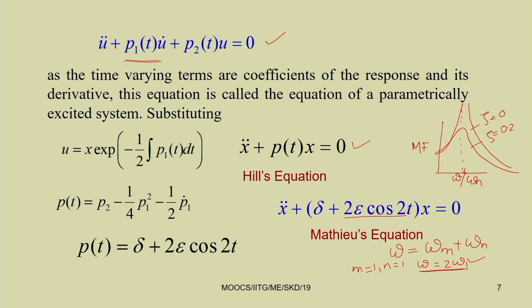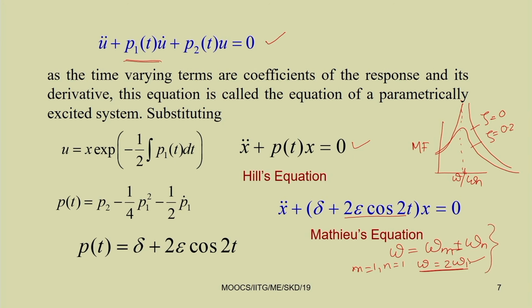When m is not equal to n, we will have combination parametric resonance. For example, m equal to 1, n equal to 2. In that case we will have combination parametric resonance of the first and second mode of sum type. We can have a difference type also, so we may have a minus sign here. Taking m equal to 2 and n equal to 1, we will have omega equal to omega 2 minus omega 1. In that case we will have combination parametric resonance of difference type.